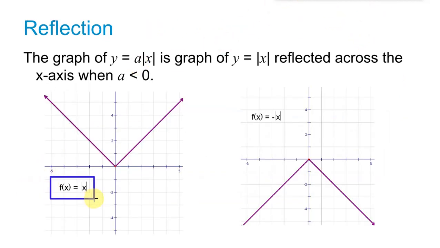So here's an example of a parent function. And you'll notice that if all I did was multiply the parent function by -1, it reflects over the x-axis. So that's what a reflection looks like.